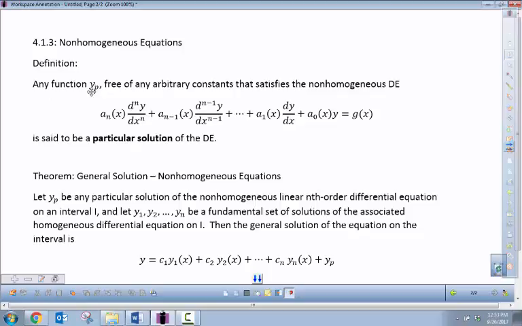Is there ever more than one, not including the trivial ones? If there was another particular solution, it would be linearly dependent to this. So there's only one linearly independent particular solution.